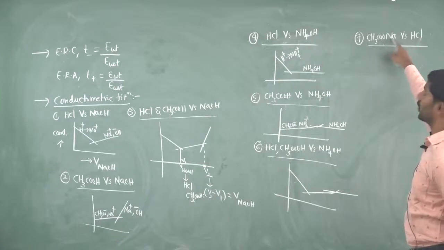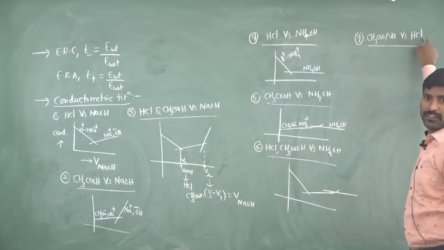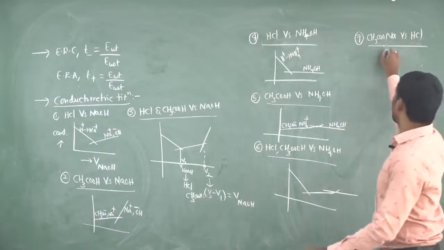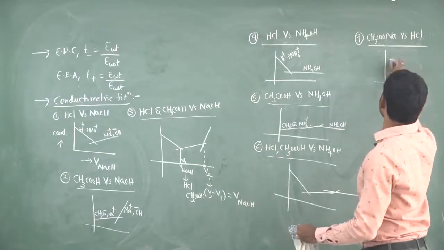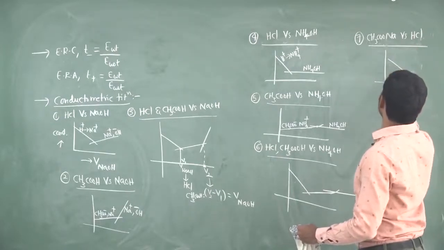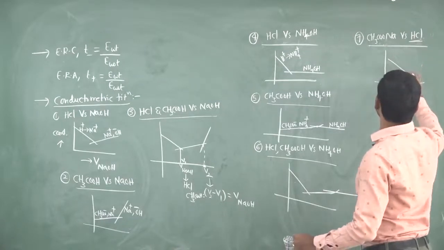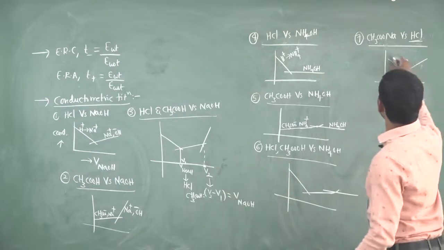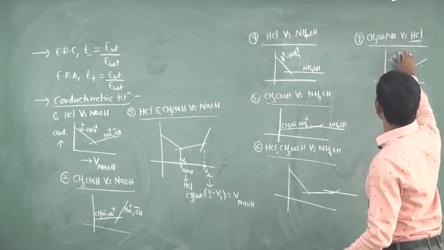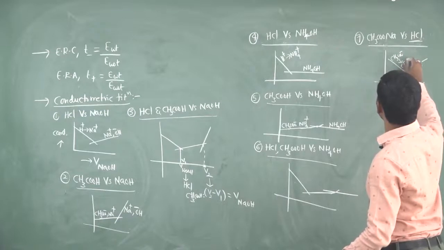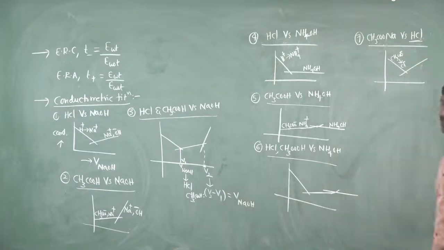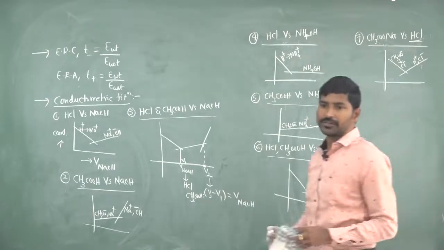NaCl, that means sodium ions are the same, and acetate ions are replaced by chloride ions. Whenever acetate ions are replaced by chloride ions, conductance decreases. After that, with excess HCl, a sharp increase is observed. Here CH3COO minus ions are replaced by what? Cl minus ions. That's why it decreases. After that H plus and Cl minus ions increase, so a sharp increase.